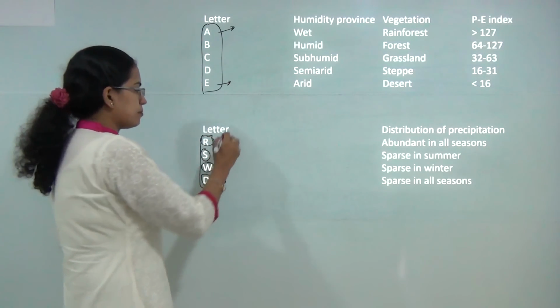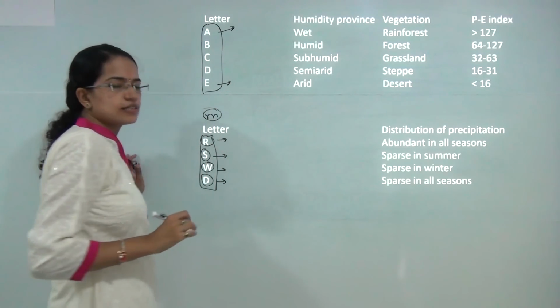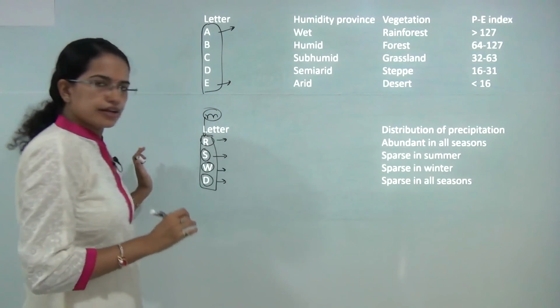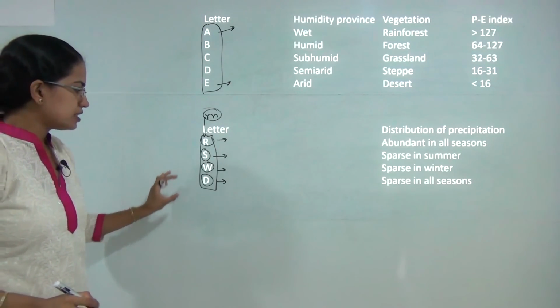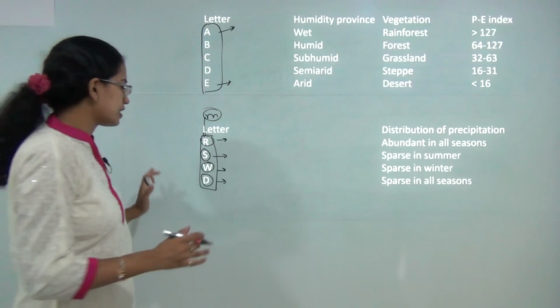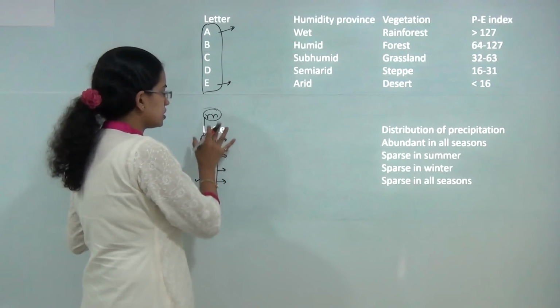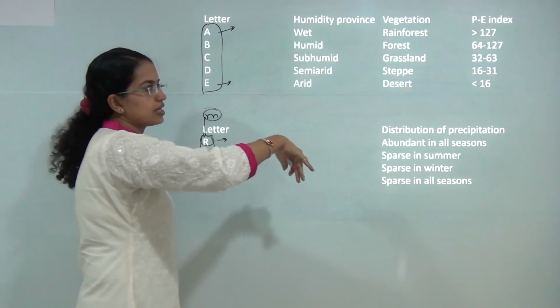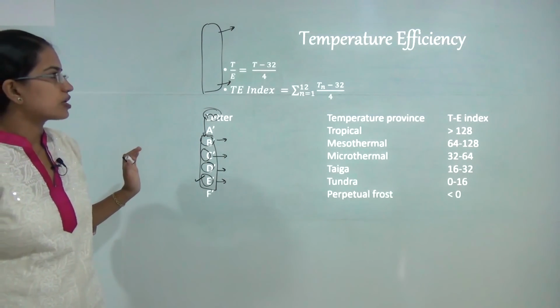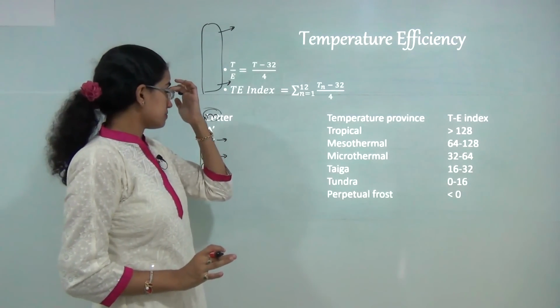So rather than M, that was in Köppen's classification, which was for abundant rainfall, he moved on to R. S and W remain the same, and if it is deficit rainfall in all seasons, he marked it as D. So these are the classifications that he did based on the precipitation effectiveness. Then next he talked about temperature efficiency.